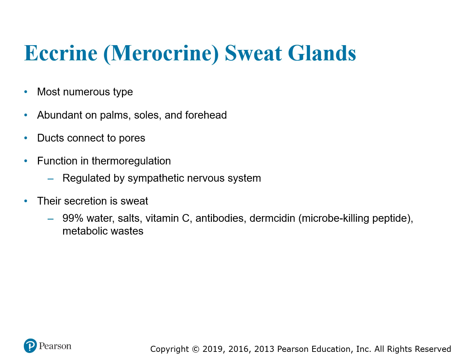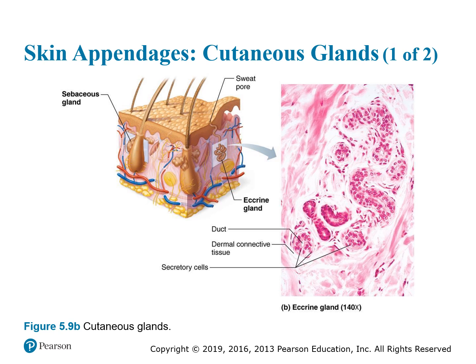This process is controlled by the sympathetic nervous system, so mediated by the catecholamines, and their secretion is going to be sweat. The composition of sweat will, of course, vary depending on how hydrated you are, but it's 99% water. There are going to be salts here, vitamin C, and antibodies, so this is actually sort of immune related. And then there will also be small peptides that actually have the ability to kill microbes on contact. And of course we also get rid of our metabolic waste through sweat as well.